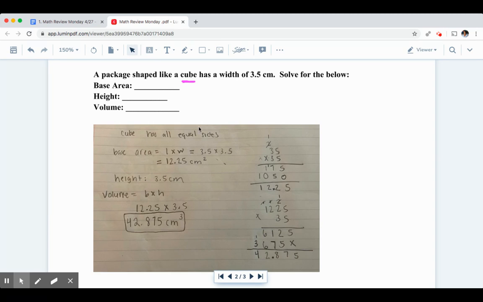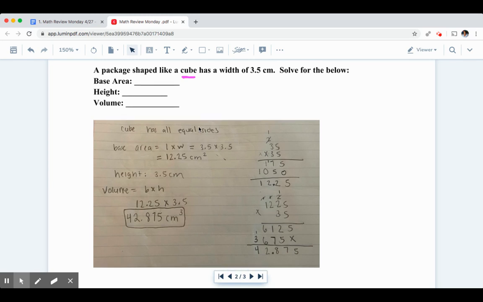Using that information, I continued to solve. You should check your work against mine in order to see if you got the correct answer. If you're finding that you're having trouble with volume or multiplying decimals, you should check in with your teacher so that you can get a conference today.